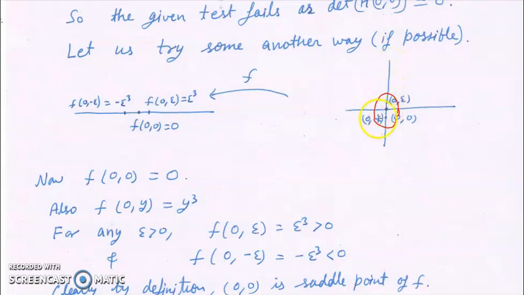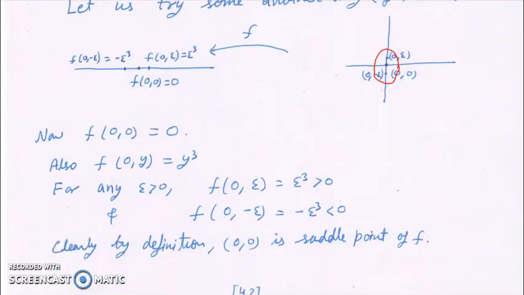So any ball around 0 will contain some points which are less than 0 and some points which are greater than 0. And the value of f at (0, 0) is 0. So it means this is nothing but a saddle point because it satisfies the definition of a saddle point. So (0, 0) is actually a saddle point, which we are not able to decide through this test. But geometrically we can see, and it is quite easy to see, that it is a saddle point.